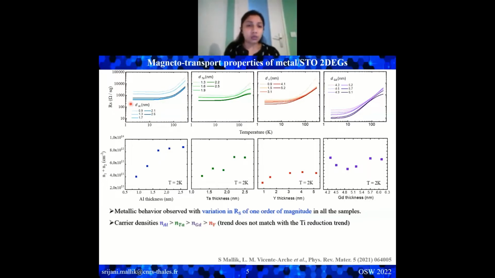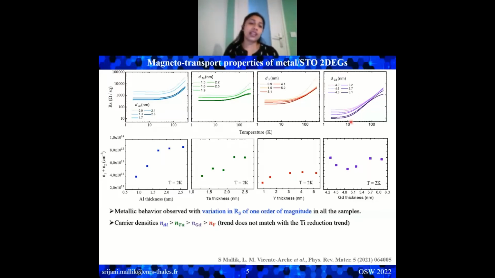But here I would like to bring your attention that for the aluminium, tantalum, and yttrium cases, the ratio between the resistivity at room temperature and low temperature is more or less similar. However, in the case of gadolinium, this ratio is much larger. And normally this ratio gives information about the mobility of the electrons. So from here we suspected that probably the mobility of the electrons in this case will be much higher.